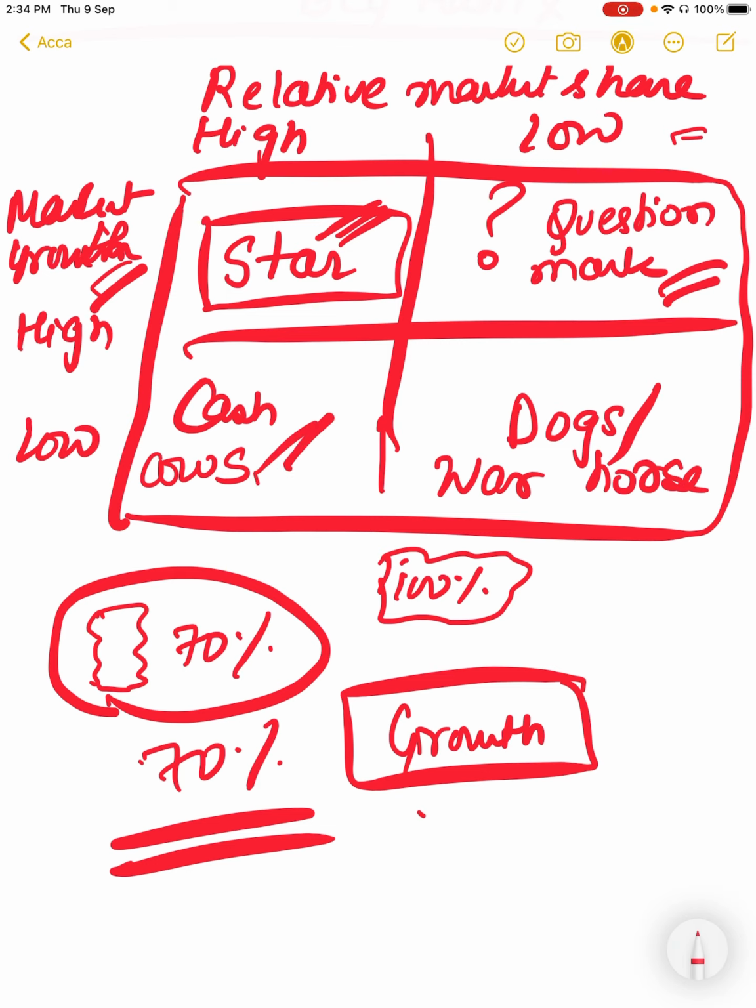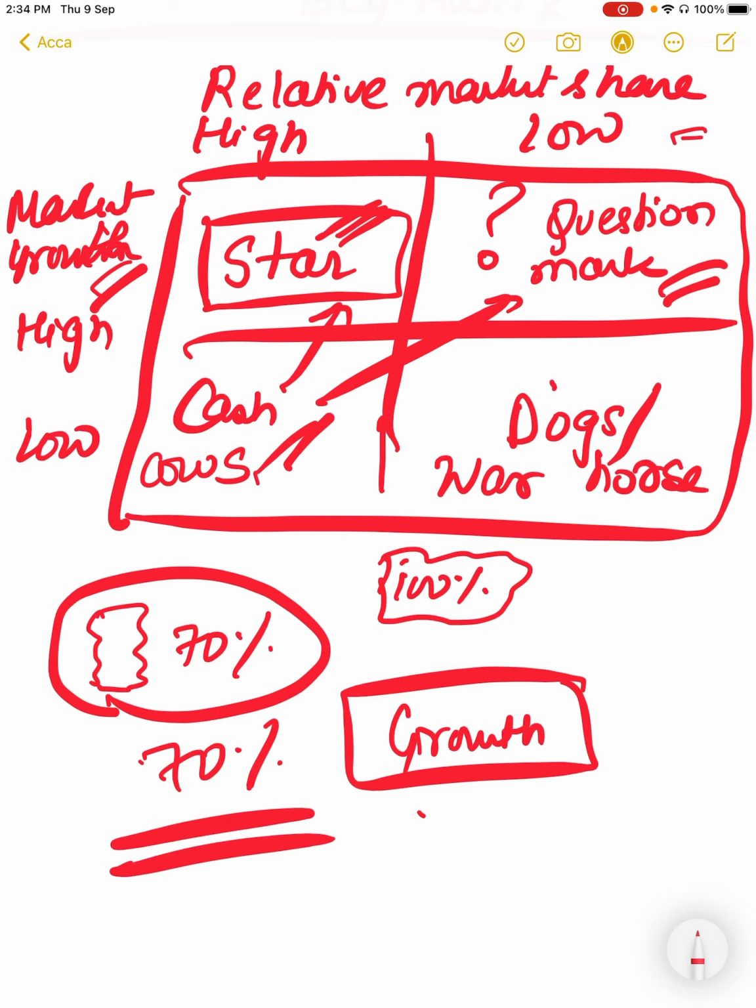Cash cows. Cash cows have a low market growth, but their market share is high, which means that they have more cash than the expenditure. Hence, they have surplus cash, which can be used for stars and question marks. So it's very useful for that.